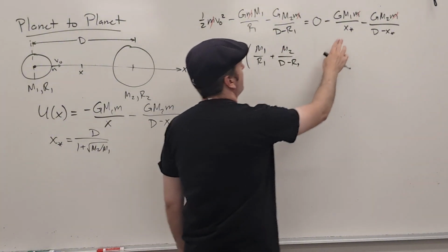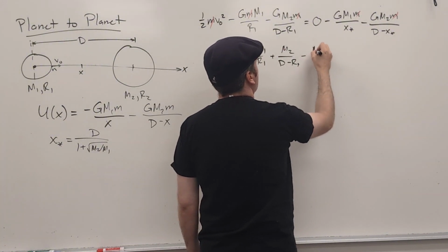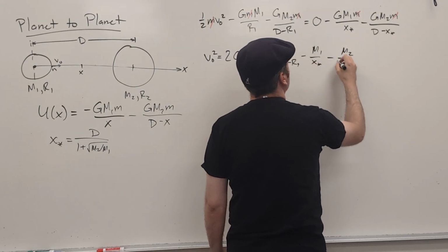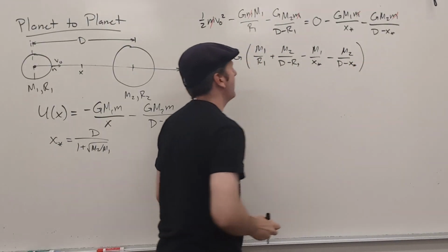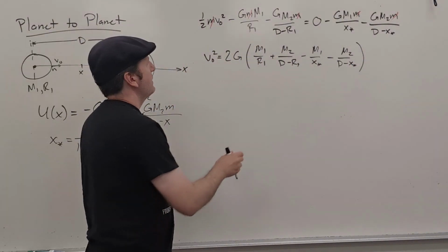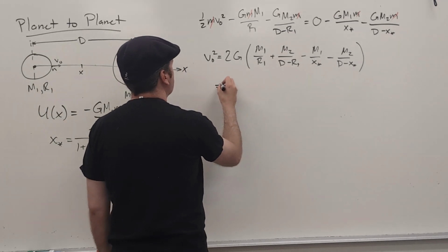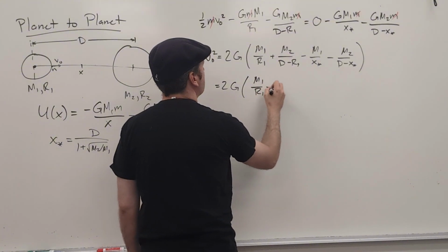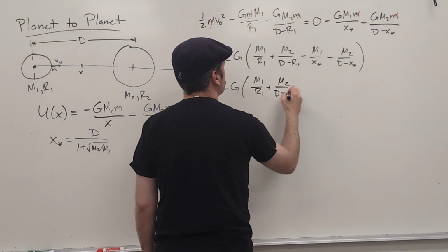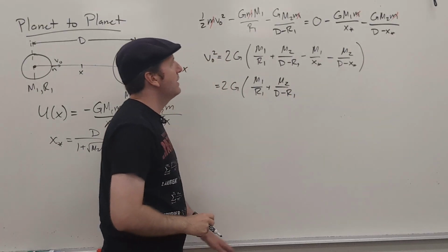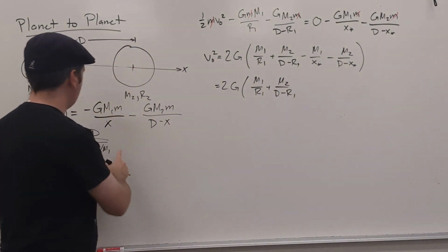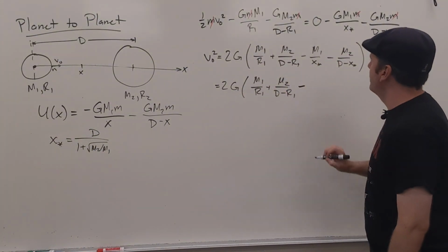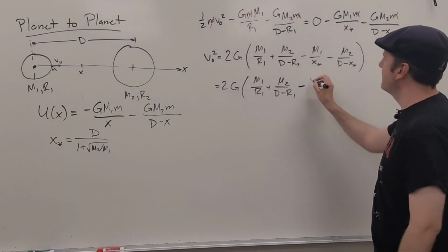R1. Here we'll have a minus M1 over X star, and here we'll have a minus M2 over D minus X star. Okay, it's not looking too bad. Now these two terms I really can't do much with. I'll leave them as is because they're all in terms of parameters that are already given, so there's no real simplification. However, the X star, because I have an actual value for that, we can do a little bit more simplifying here. There's a minus sign I'll factor out of both of these.